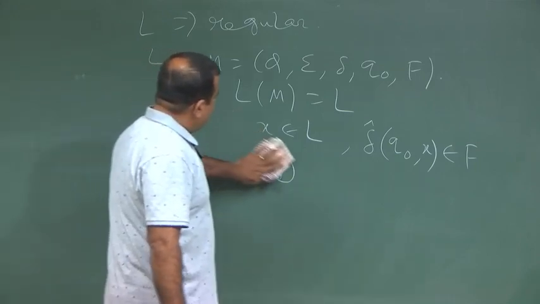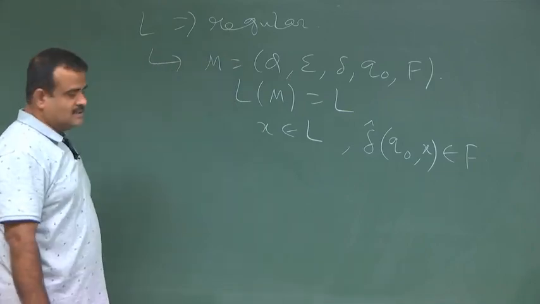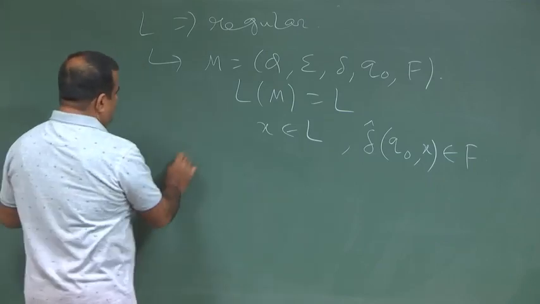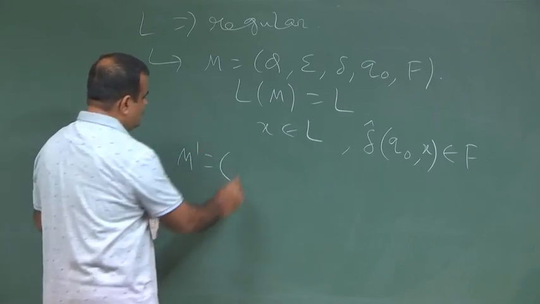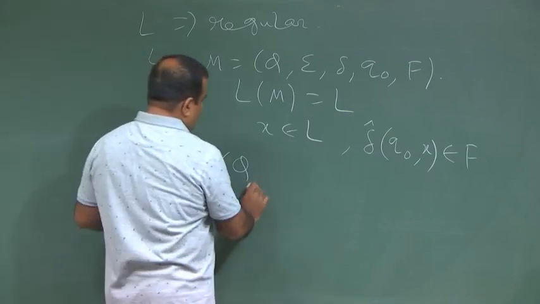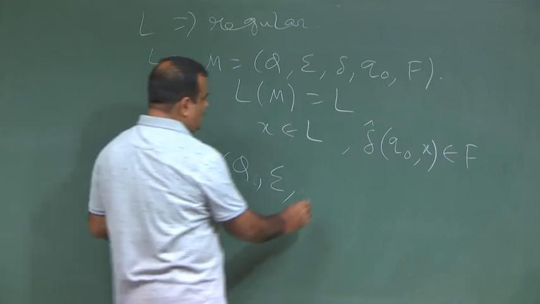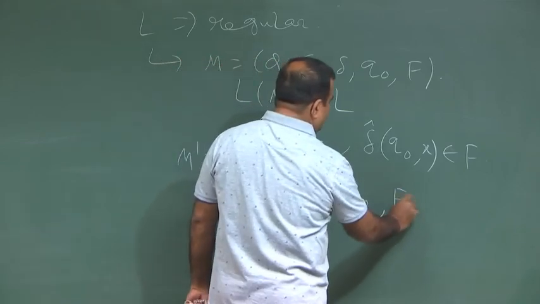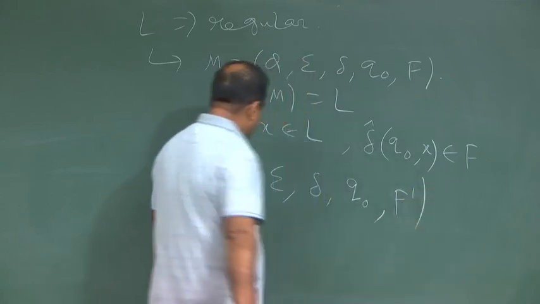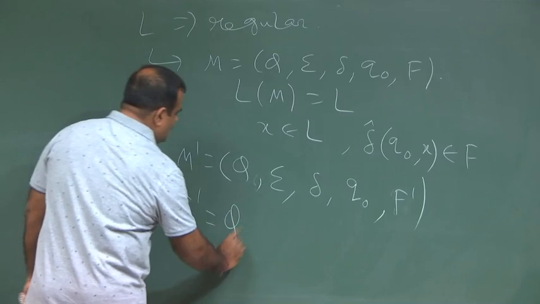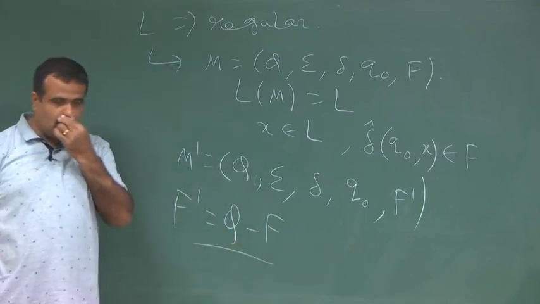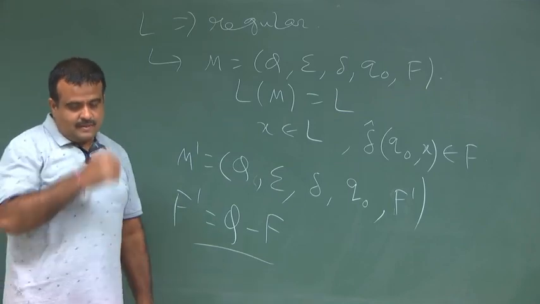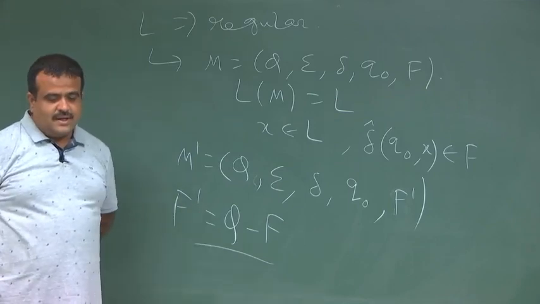So this is given. Now, from here, how can we construct a DFA which will accept L dash or L complement? For that, we construct an M prime with the same states, and the input alphabet we can keep the same without any loss of generality, delta is also the same, q0 is the same. The only thing is we take the complement of f. So f prime is nothing but Q minus f. We make all the other states final states, other than those in f. That is the only change, otherwise everything is the same.